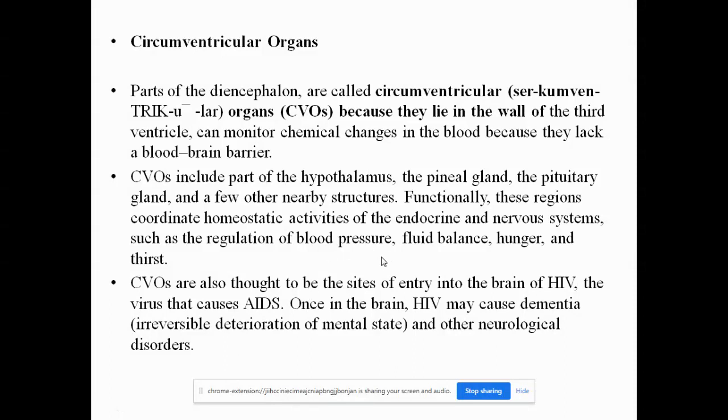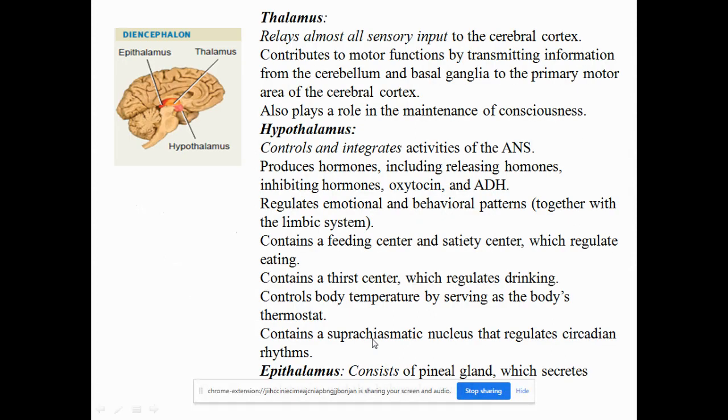So regulation of blood pressure. Not only that, salt and fluid balance depend upon the volume of fluid, hunger and thirst. All these are monitored by the CVO. They are also the sites of entry for HIV in the brain. When HIV enters the brain, it causes AIDS. Once it enters the brain, it causes dementia and other neurological disorders.